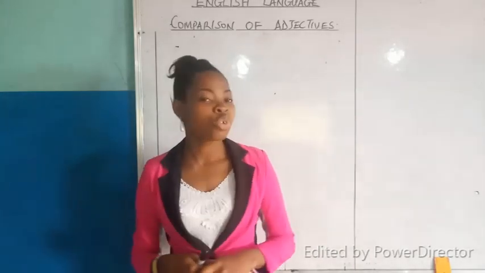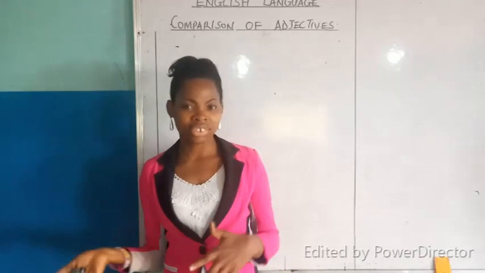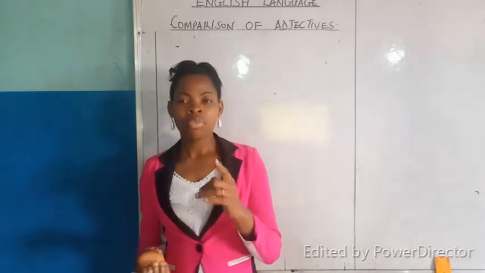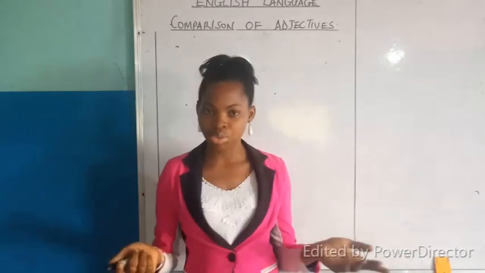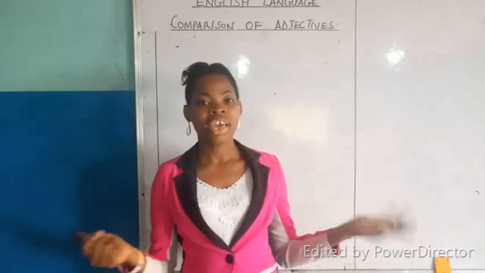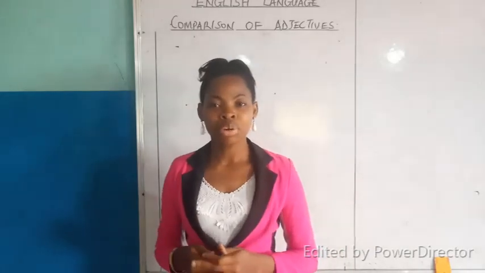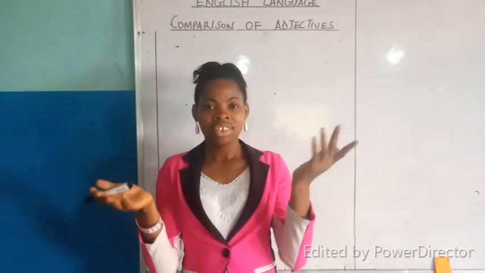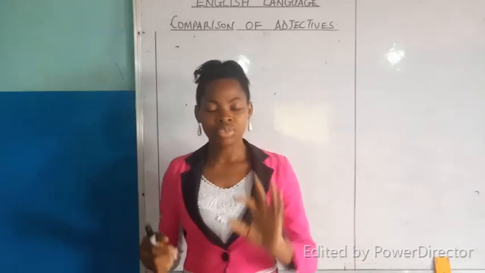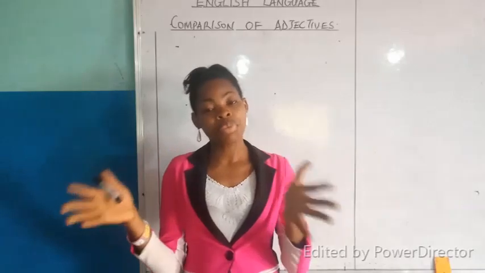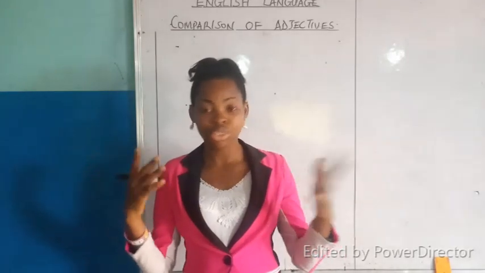But today we want to focus on comparison of adjectives. At what point in time do we compare adjectives, and why do we have to compare them? Mostly, qualitative adjectives are the ones that are compared most. Examples: brave, new, healthy, and so on and so forth. Also, when we talk about comparison, there are two forms. We have the comparative and then the superlative form. We use the comparative when we are comparing two objects, two people, or two things.